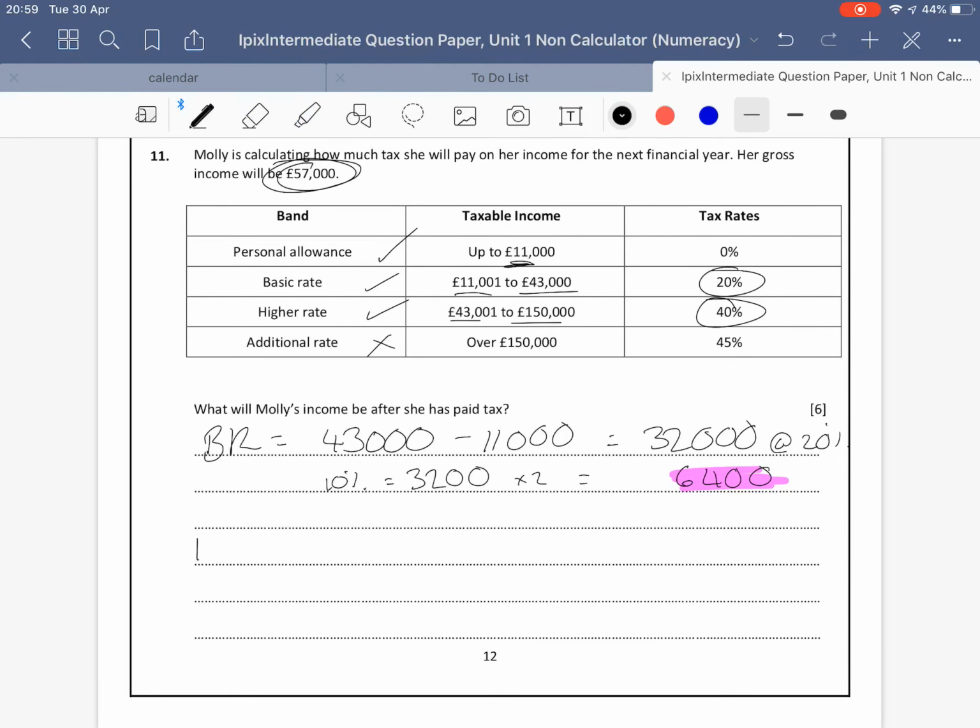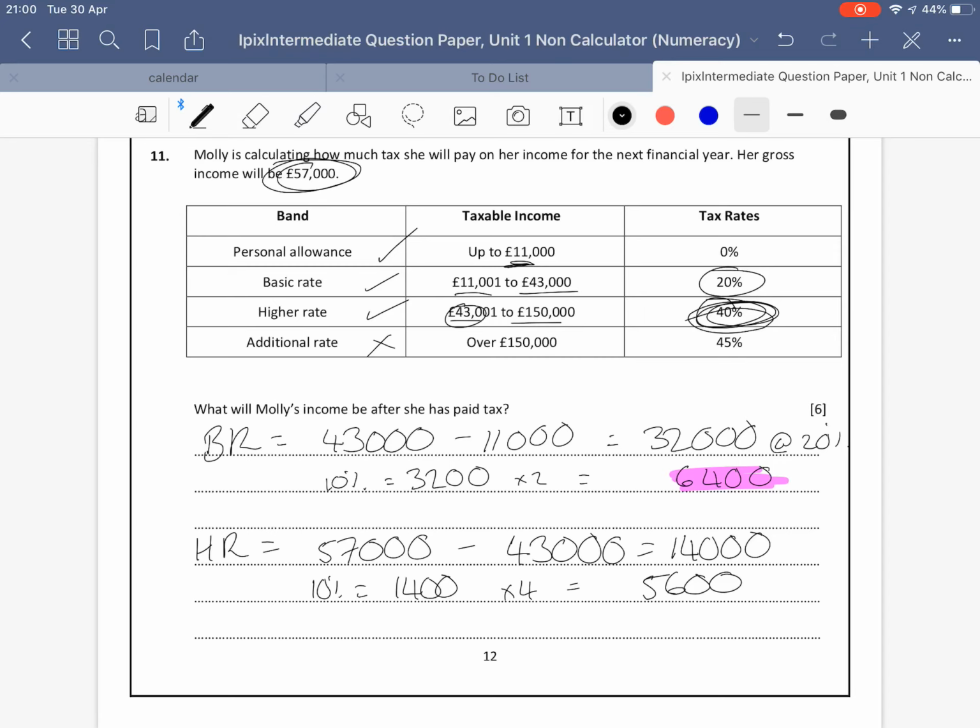And we want the higher rate. Don't forget she's only got 57,000 and the higher rate doesn't start until 43. So we take those away and we're left with 14,000. We want 40% now, don't forget. I know that 10% is 1,400, therefore times that by 4 to get 5,600. So that's how much she pays in the higher rate.